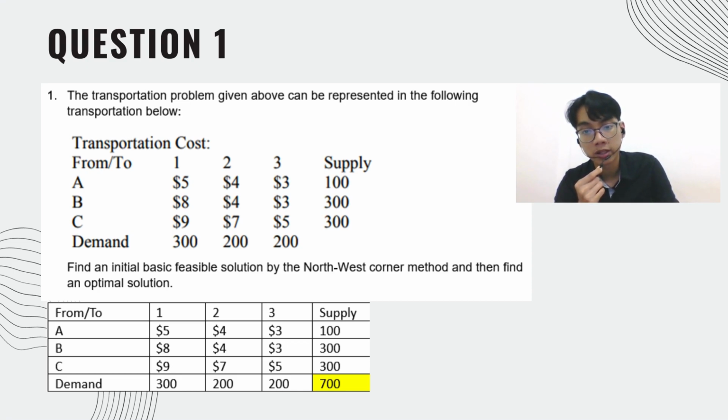Both supply and demand, if we total them out, we get 700. For the supply, we add up 100 plus 300 plus 300, we get 700. While for demand, 300 plus 200 plus 200, we also get 700. Both supply and demand total the same answer, which means that this transportation problem is balanced. Okay, so next slide.